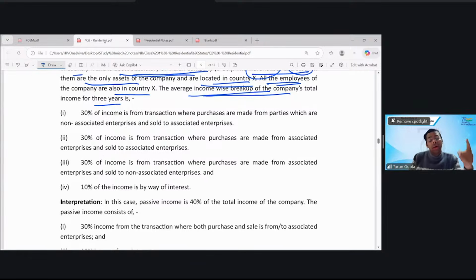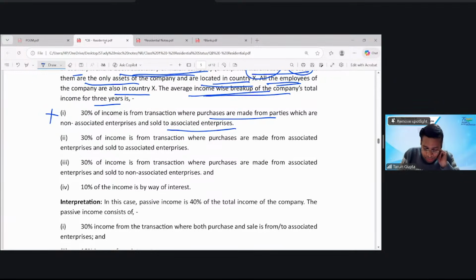All my assets are outside India. All my employees are outside India. Now I have to see the passive income. 30% of the income is from transactions where purchases are made from non-associated parties and sold to associated. So it's not a passive income. For passive income, both the purchase and sale should be from and to the associated enterprise. Here, the purchases are from non-associated, even though sales are to associated. It shall not qualify as passive income.